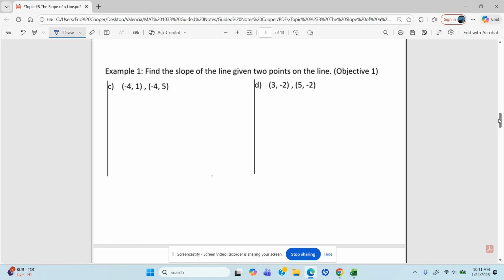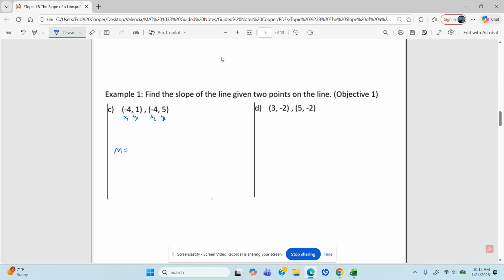Find the slope of these 2 points. Now these are two special cases, and we're going to take a look and see why. If you look at the question for C here, look at the x's, x1 and x2. They are the exact same number. Let's see what happens when I find the slope and the x's are exactly the same.